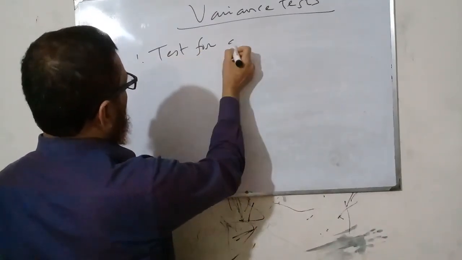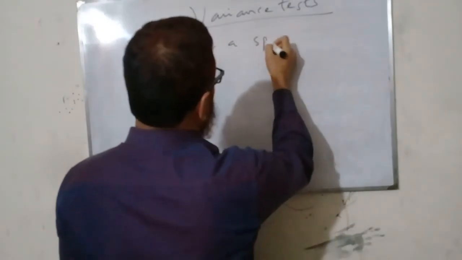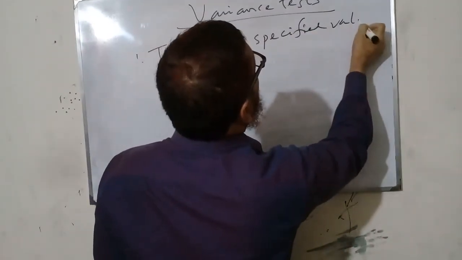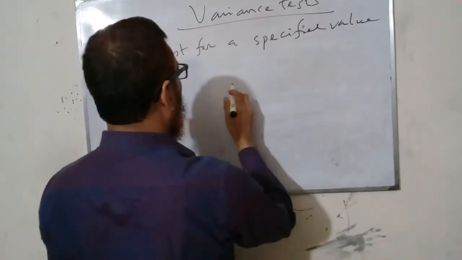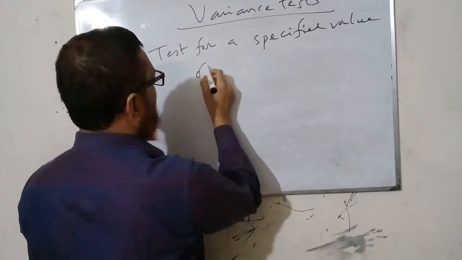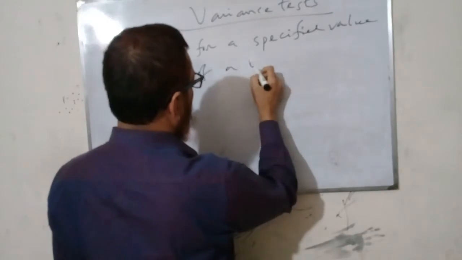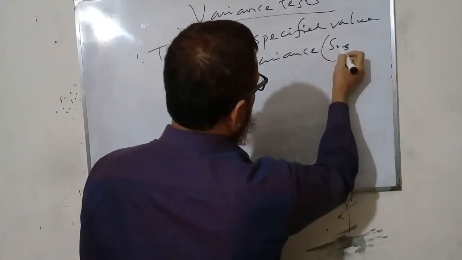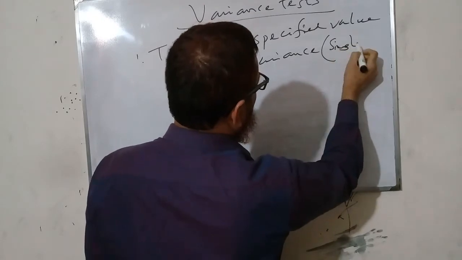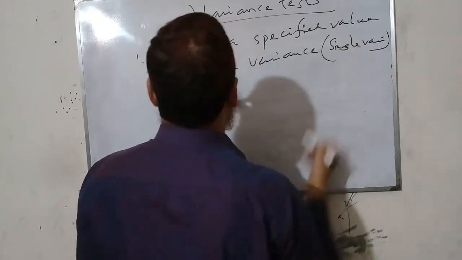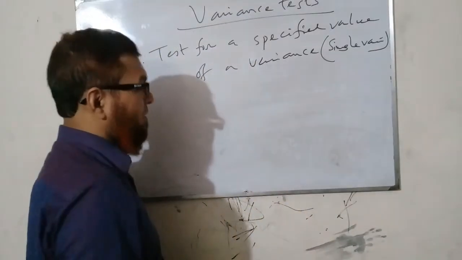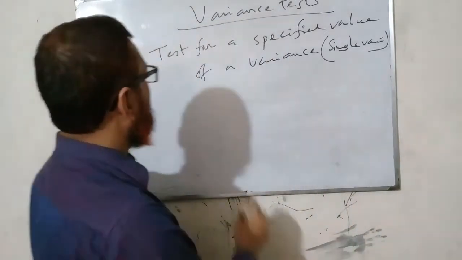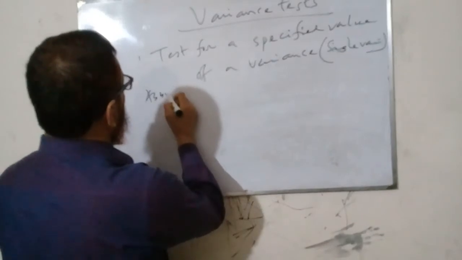Test for a specified value of a variance. This is the single variance test. At first, we state the assumptions.